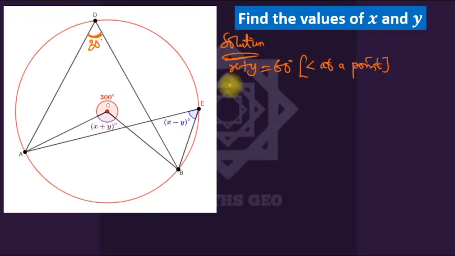Since angle AOB is 60, angle ADB will be 30. Why? Inscribed angle theorem. And since this is 30, it should be equal to this because this is an intercepted arc. So this is our intercepted arc. AB is the intercepted arc. So we see that x minus y will be equal to 30 degrees. Why? Bose theorem.